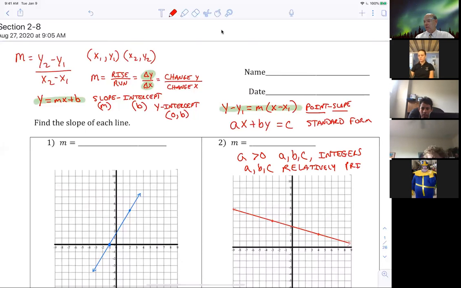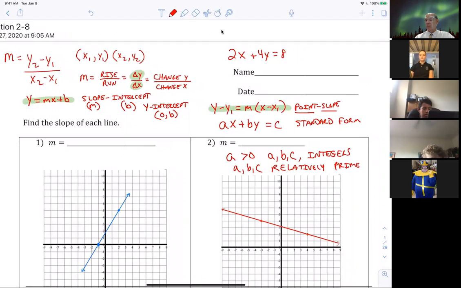And relatively prime, let me give you an example of something that's not relatively prime. 2x plus 4y equals 8. Is that relatively prime? No, because we could divide everything through by what? 2. Now, if I divide everything through by 2, it'd be x plus 2y equals what? 4. Are those all relatively prime? Yes, because the only factor they share in common is 1. Do we agree with that?